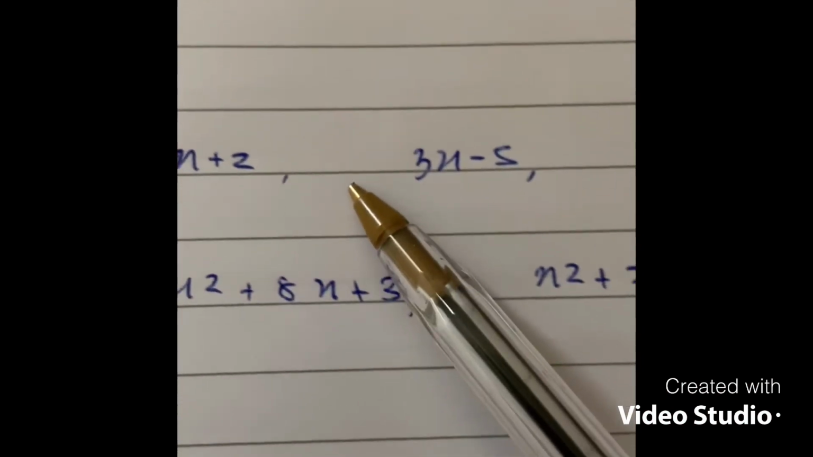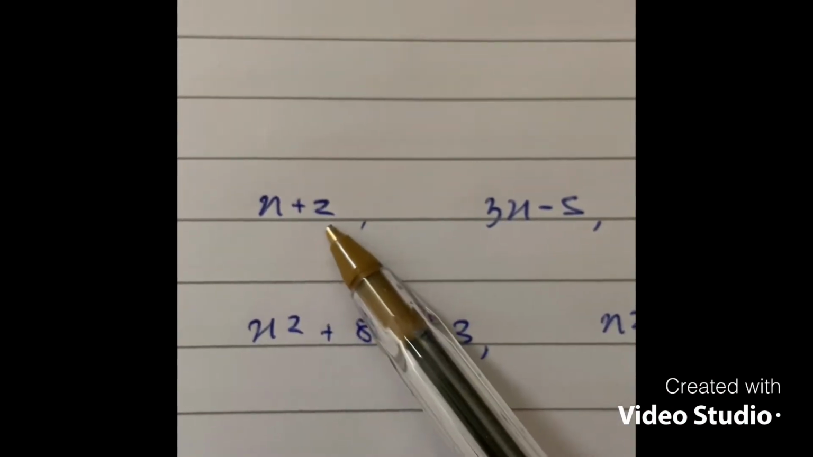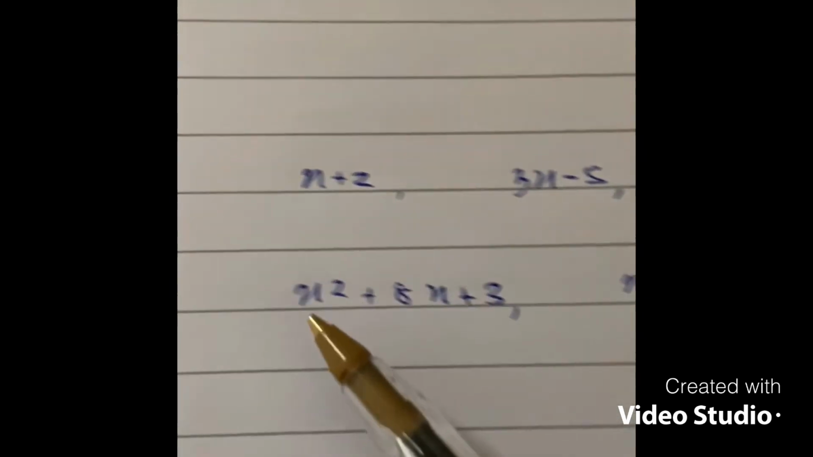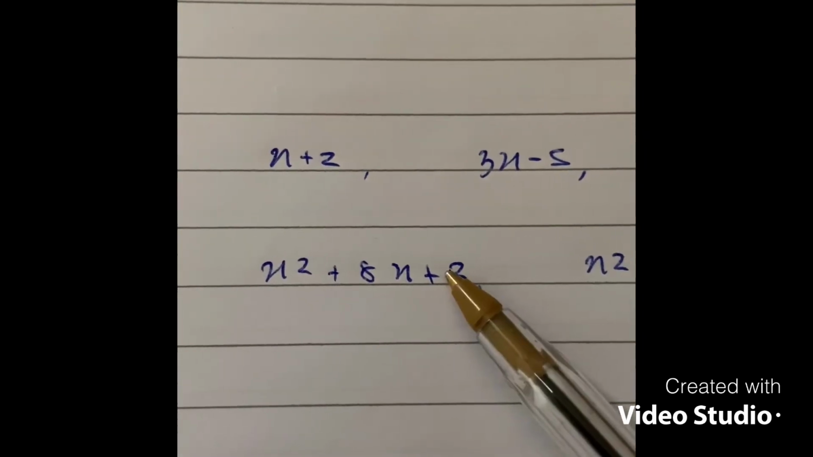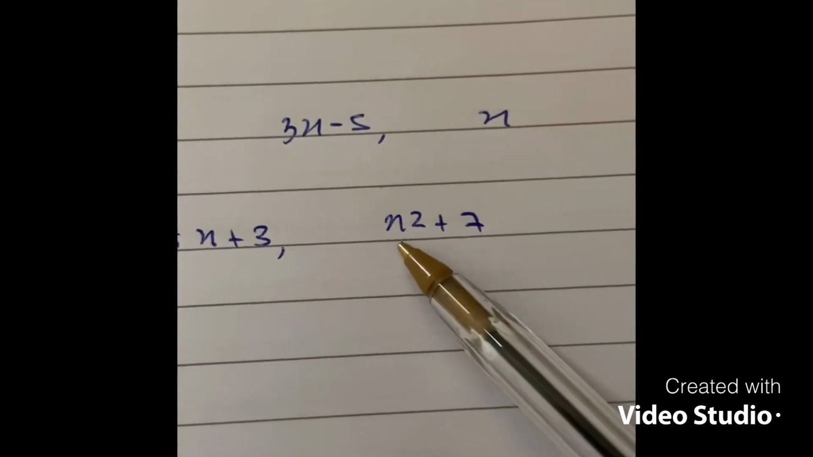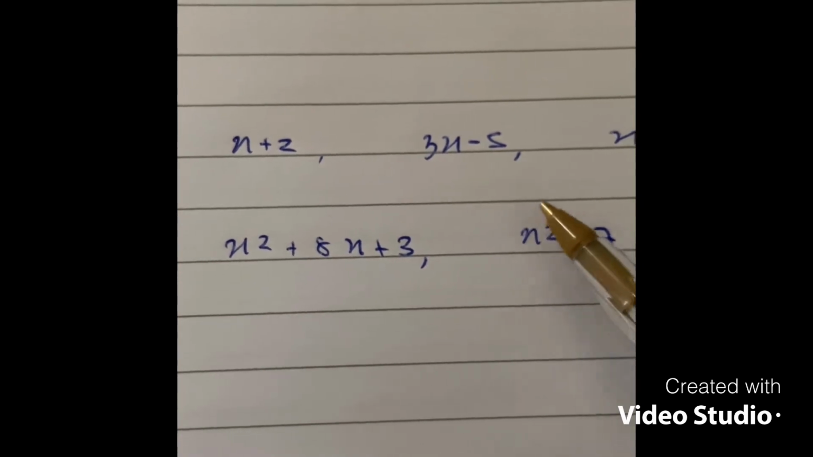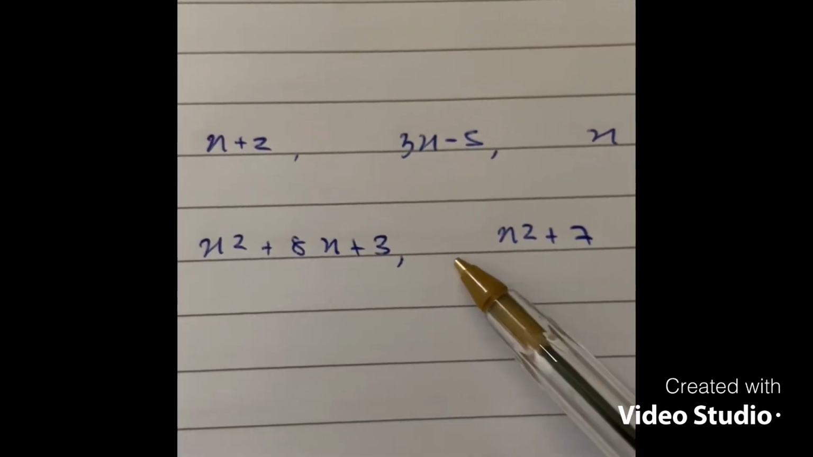So the first row would be an example of linear factors: x plus 2, 3x minus 5, or even x. And this is an example of a quadratic factor, same as this. So these cannot be factored. Those are examples of quadratic and linear factors.